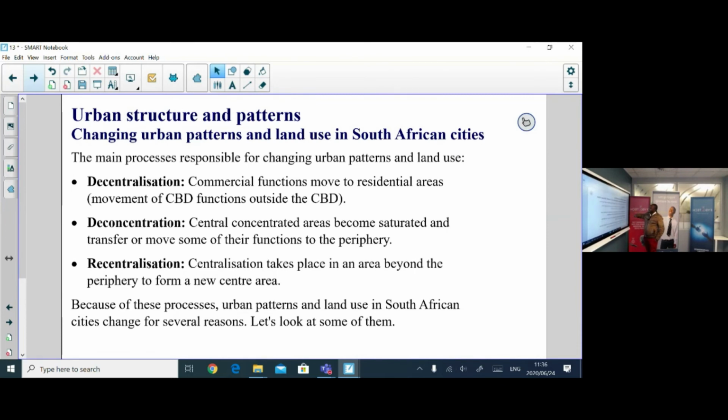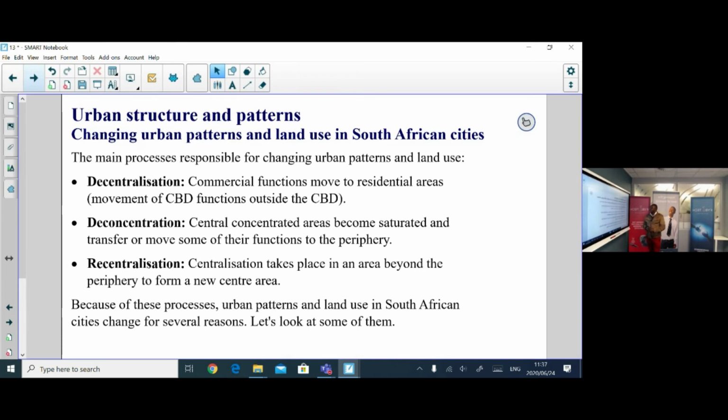Let's move on. The changing urban patterns and land use in South African cities. As we said, due to democracy, there is a lot of change, and things are not the same anymore. So the main processes responsible for changing urban patterns and land use: we have decentralization, where commercial functions move to residential areas, the movement of CBD functions outside the CBD.